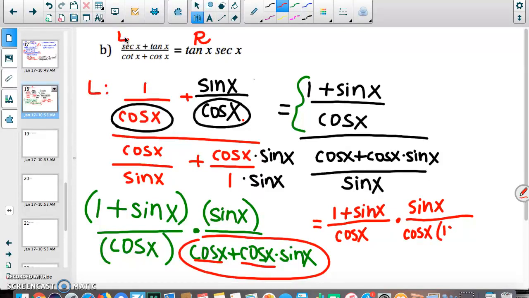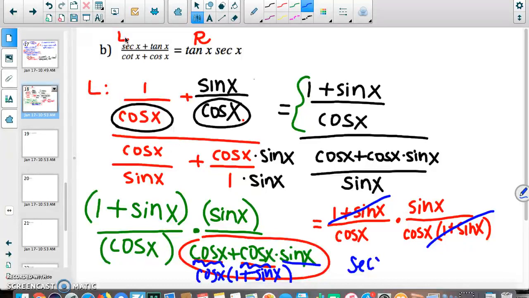And now I have all multiplication. And hopefully you see right away that my 1 plus signs cancel out. And talk to me if you're still not getting how to factor this. But if they have a common factor, you pull it out front, and then 1 is the placeholder since I pulled that cosine out front. And then in the second term, all that's left would be the sine. Anyway, so I cancel out the 1 plus signs, and then I'm left with 1 over cosine, that's just secant, and sine over cosine, that's just tangent, right? So that's what I wanted.